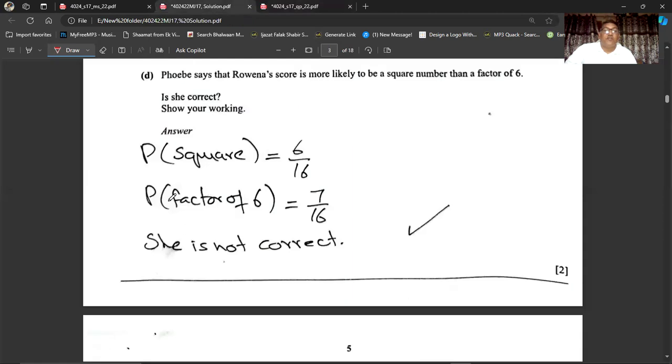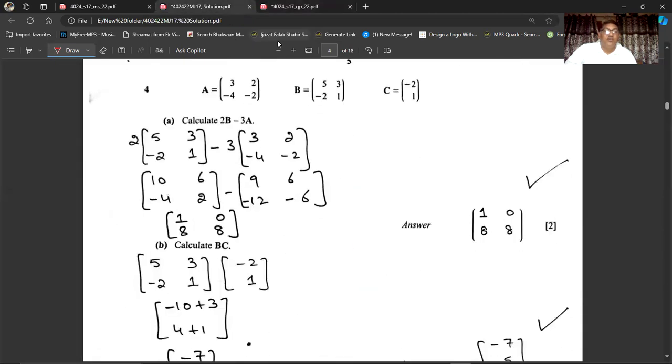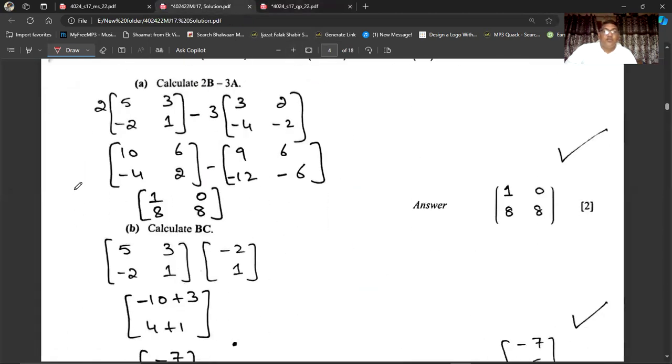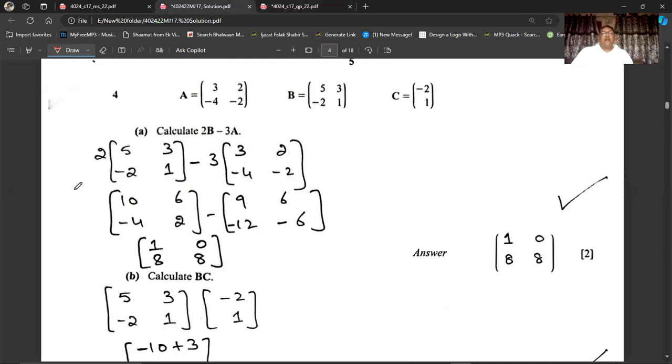Very simple, straightforward question. You just have to put the values. So here we go. So here we have 2 and multiply with this matrix, which is 5, 3, minus 2, 1, and then you minus 3 and then you have matrix A, which is 3, 2, minus 4, minus 2. So this 2 will multiply with all the members here. So this will become 10, 6, minus 4, 2. This minus will remain outside. This 3 will multiply with all the members inside that matrix. So this will become 9, 6, minus 12, minus 6.